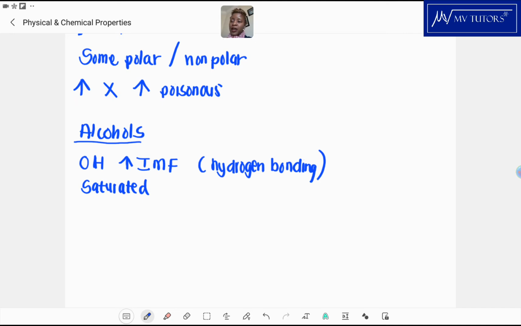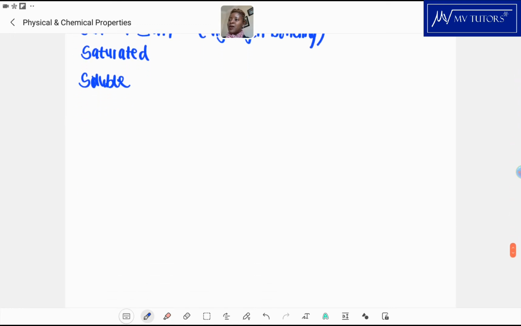You have strong hydrogen bonding between them, and they are generally soluble. That's that with the alcohols. Then you have your ketones and your aldehydes.